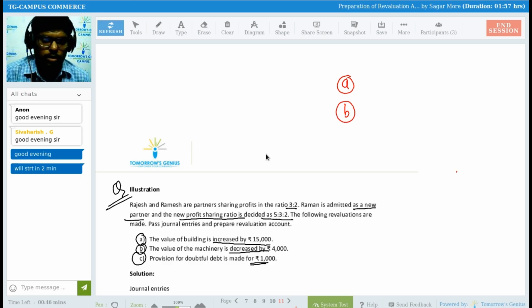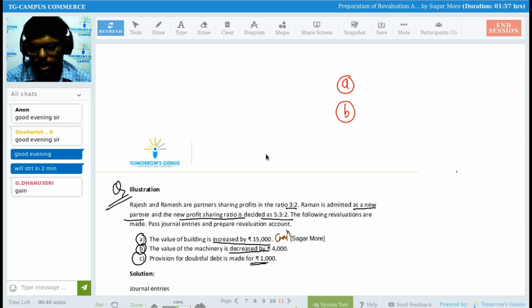Yes, sir. Okay, value of building is increased by rupees 15,000. So tell me, first of all, if value of your building is increased by 15,000, it's a gain for you or a loss for you? It's a gain for you. And if it is a gain, we have the credit revaluation account. So which entry we have to pass?